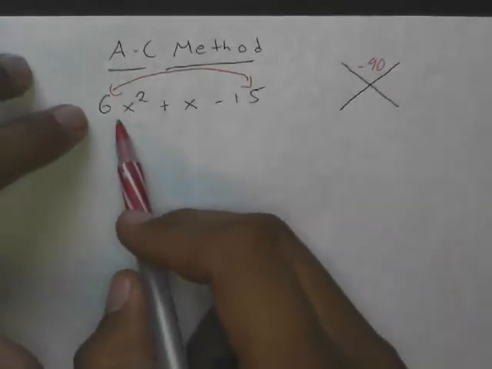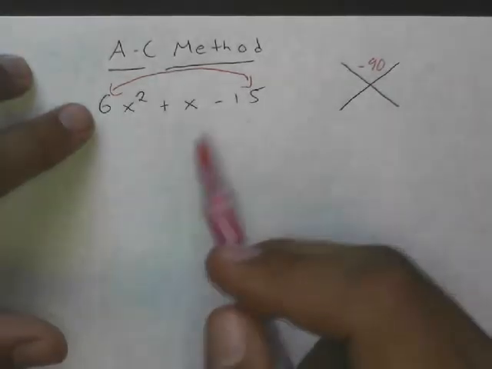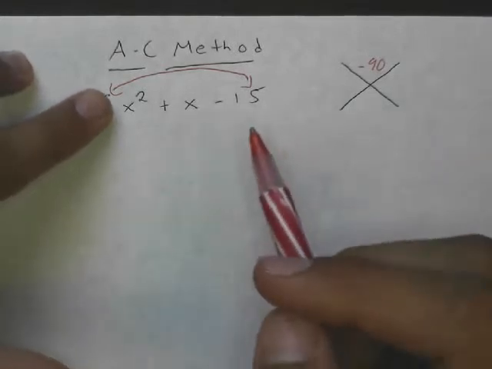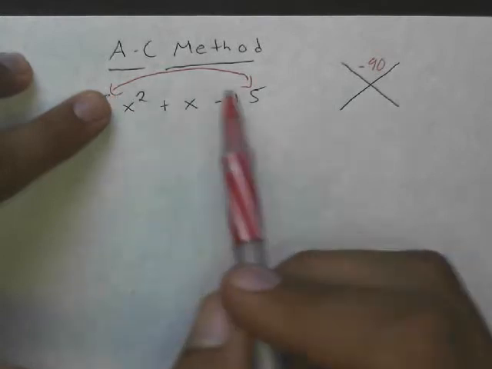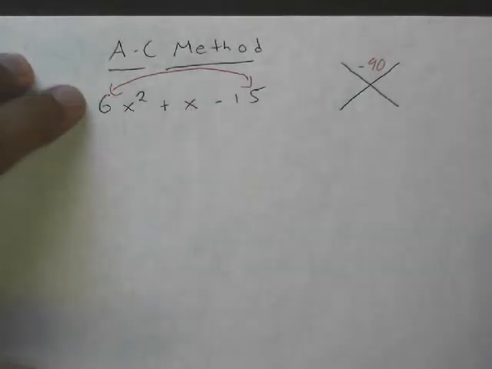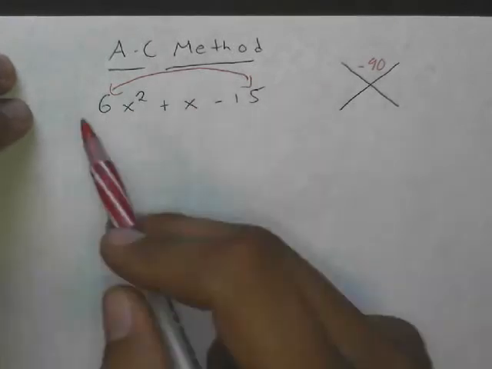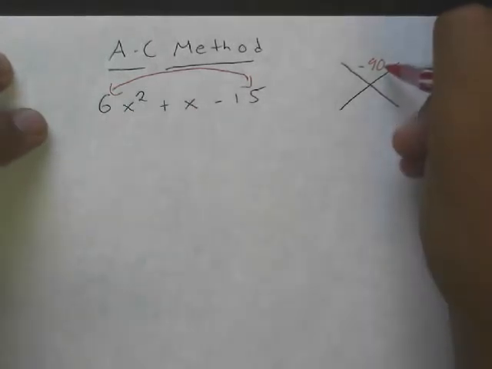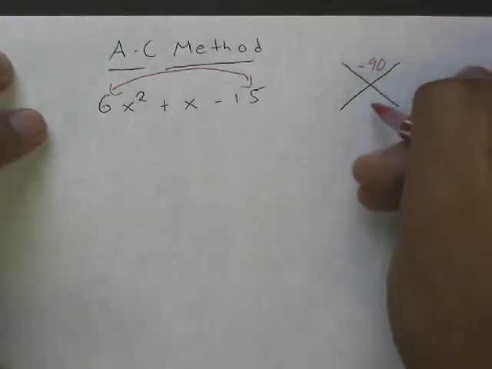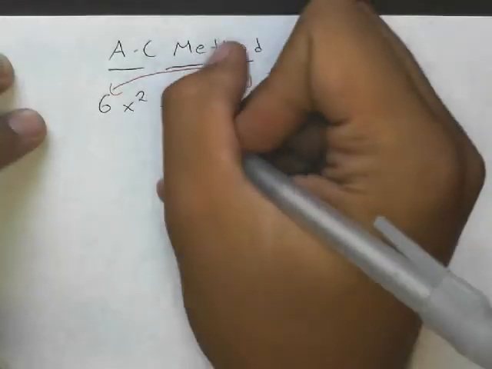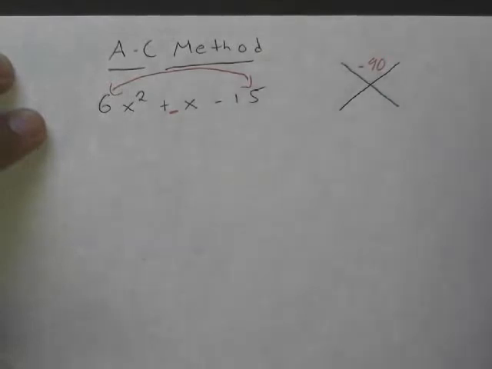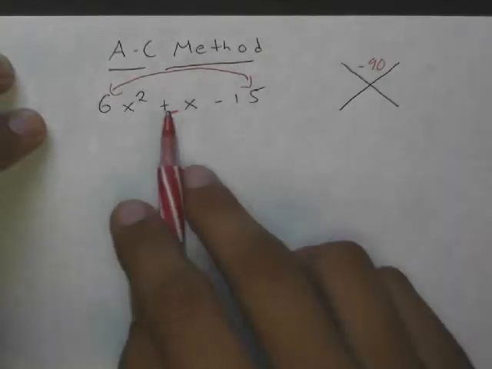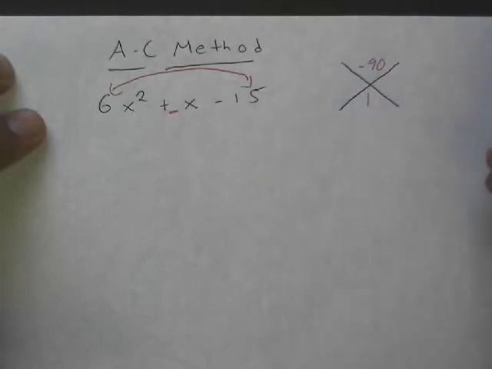Now, if there was not a number there, I would still multiply the first and the last number. But if there is no number, well, there really is a number. That would just be 1. So I would multiply the 1 and the negative 15. But when there's a number here, we multiply them and put that number up top. Now, in this bottom part of this diamond, I'm going to put the number that is attached to my middle term. Now, there's nothing there, but there really is a 1. So I'm going to put a positive 1 down there.